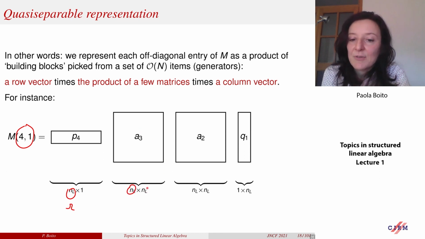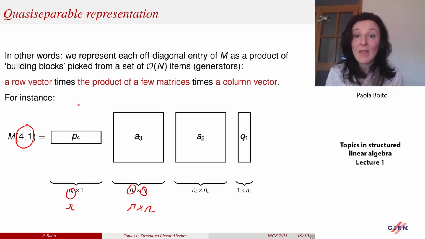R by R matrices times 1 column vector of length R, which is Q1. So note the way indices work. This is P4, 4 like the row index. This is Q1, 1 like the column index. And the two matrices in between fill in the missing indices, 4, 3, 2, 1.